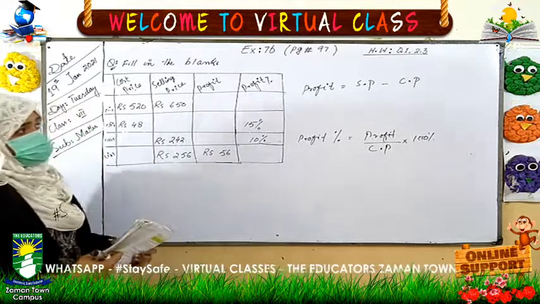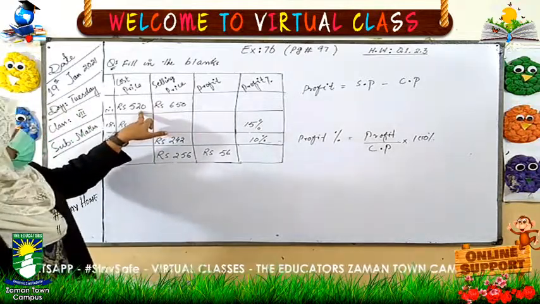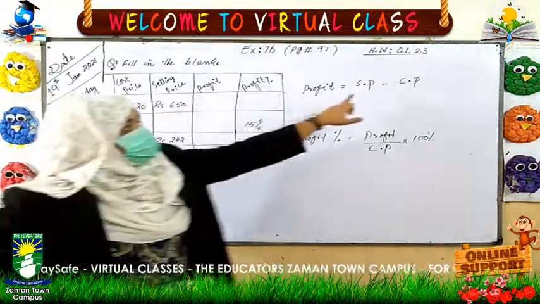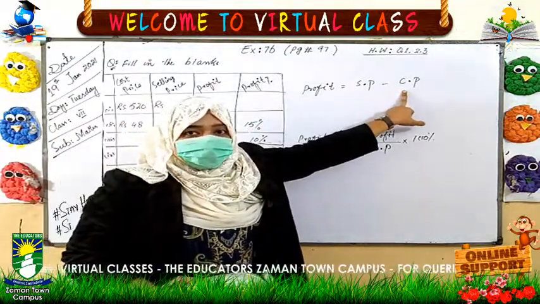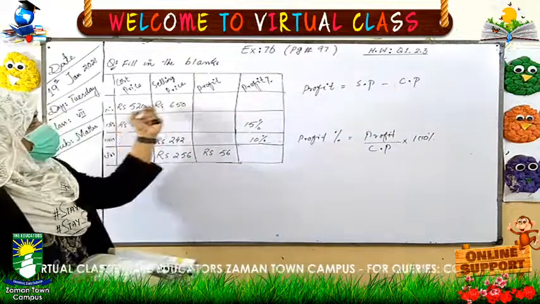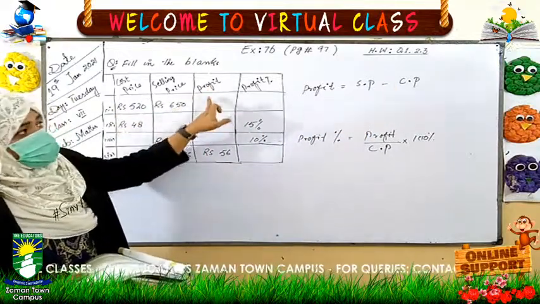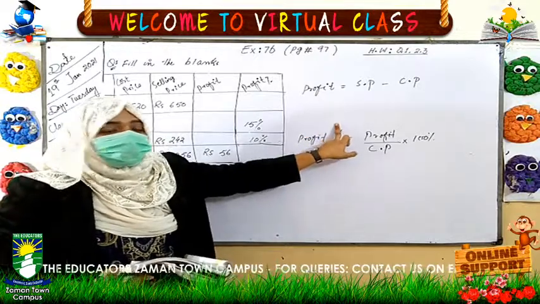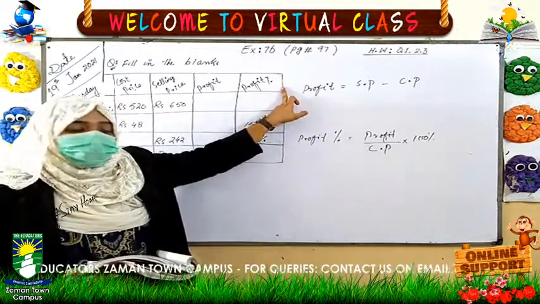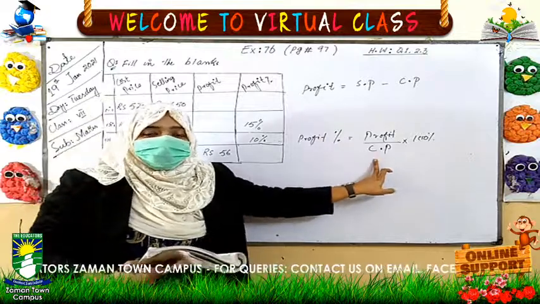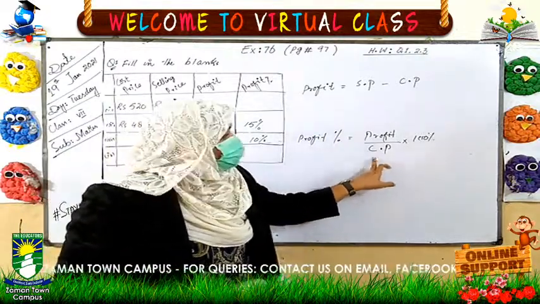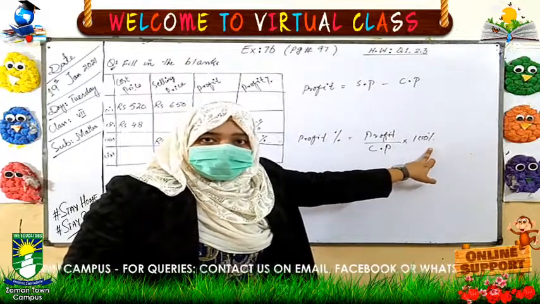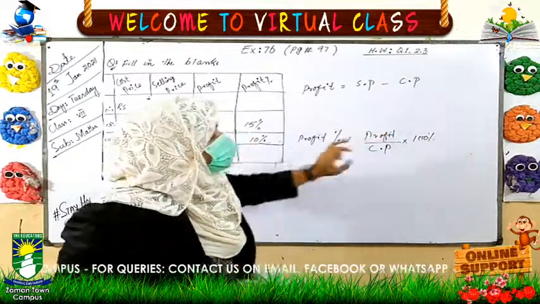Now, if we discuss blank number 1, your cost price, CP, is given, and your selling price is given. First you will find the profit. You will use this formula to find your profit, and then for the profit percentage you will use your second formula, which is profit upon cost price multiplied by 100%. Get it, students? You will solve it by yourself.